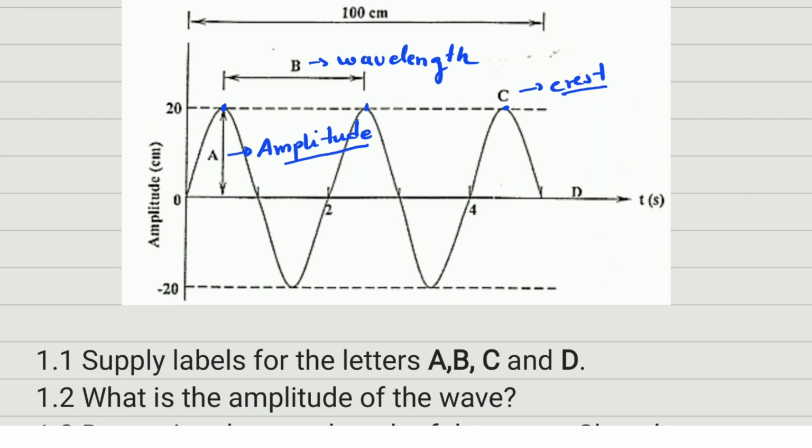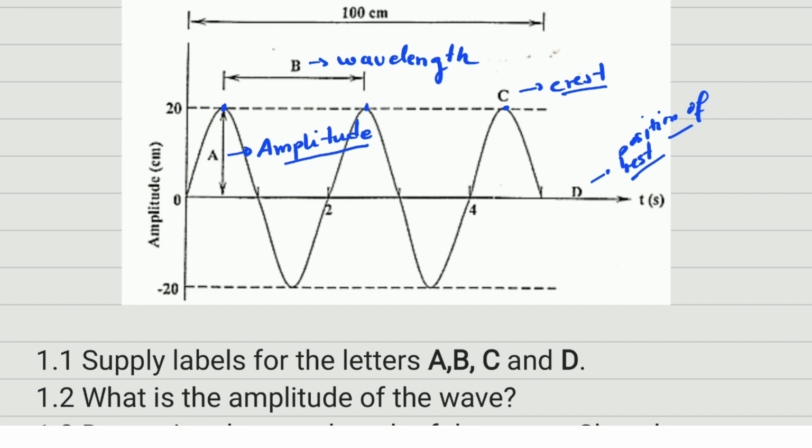Okay, what else do we have? D. Where is D? D is right here, and that is the position of rest. This represents the position of rest. And that is the first question, just completing the name of each of those points they're giving you there.